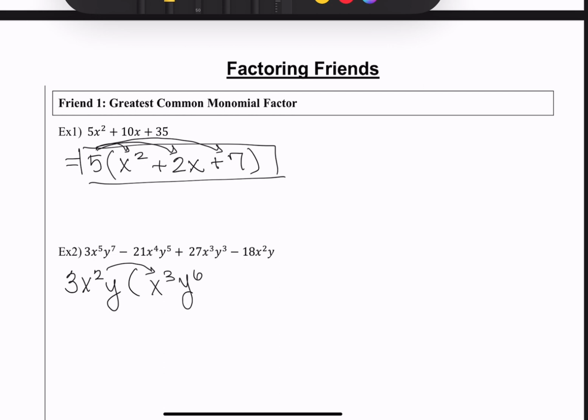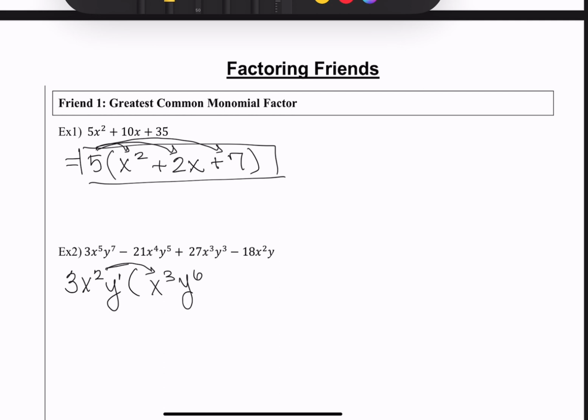Because x squared times x cubed, if you have those like bases, you add your exponents. That gives you x to the 5th power. And y, that's really y to the 1st power. Y to the 1st times y to the 6th, well, you add the exponents when you have like bases and you're multiplying, and you get y to the 7th.